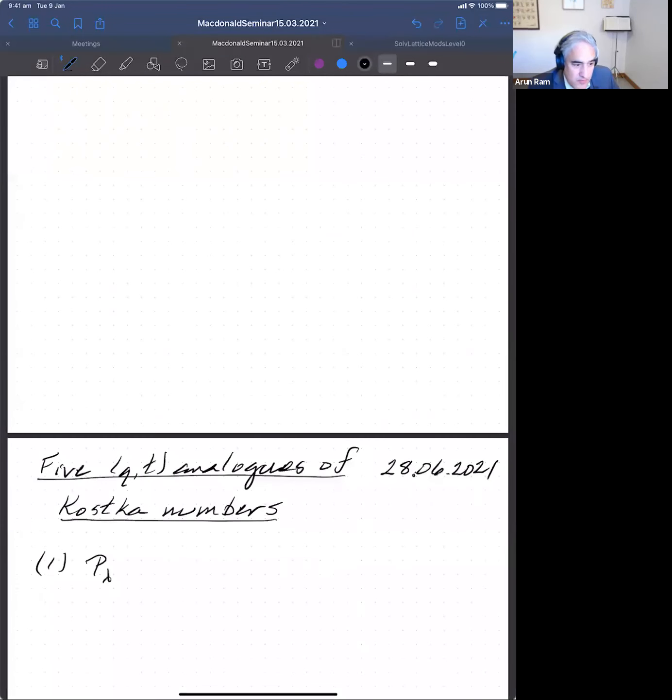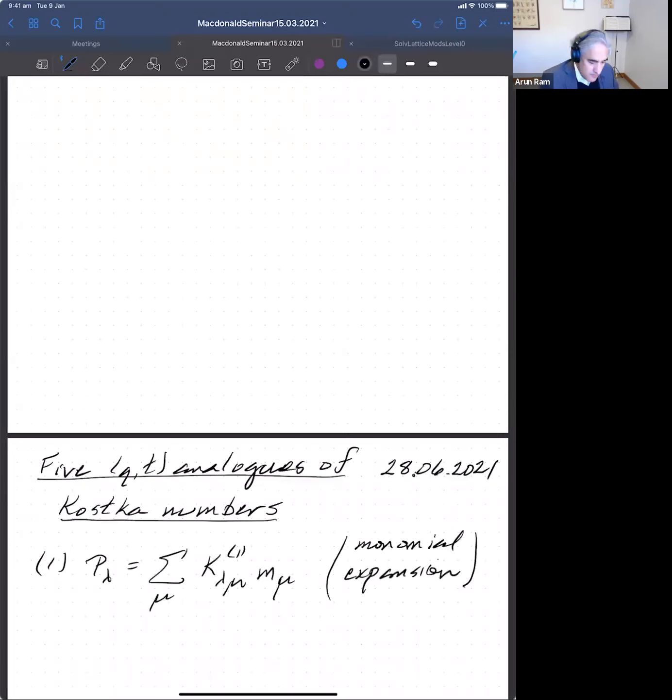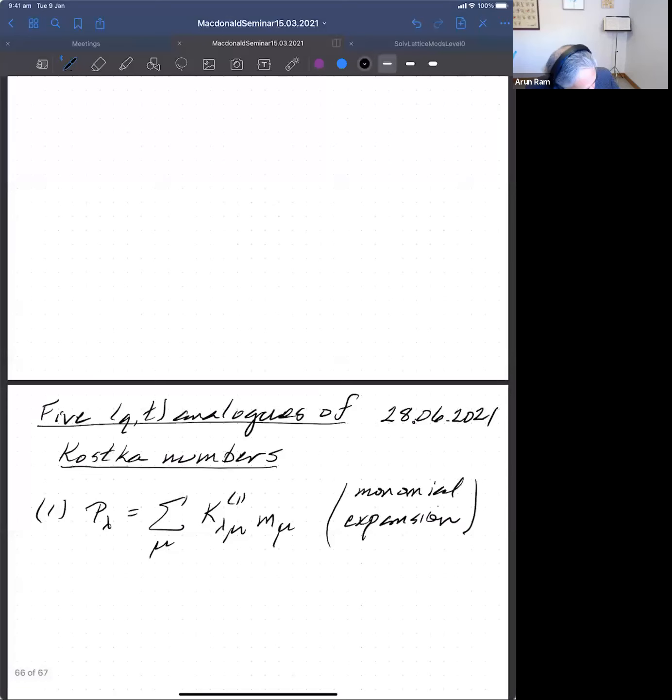So P lambda, of course, is our Macdonald polynomial. And the first thing you can try to do is to expand it in terms of monomial symmetric functions. So that's just a monomial expansion. That's what everybody wants to do when you first look at a Macdonald polynomial. And this already gives you some analog of Koska numbers. So this generalizes the formula in which we write a Schur function as a sum of monomials.